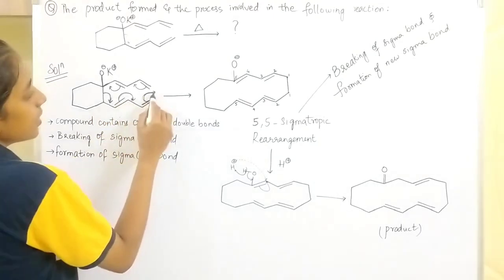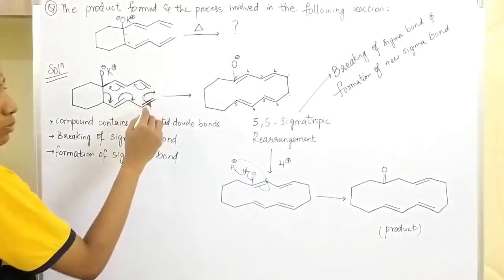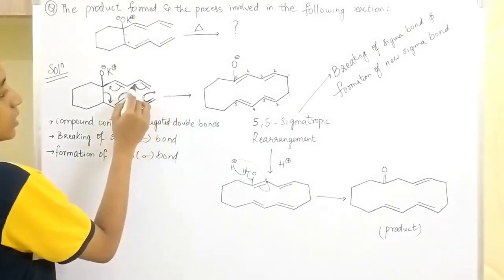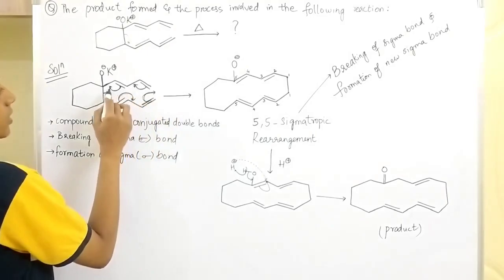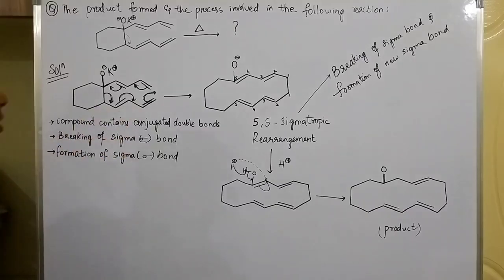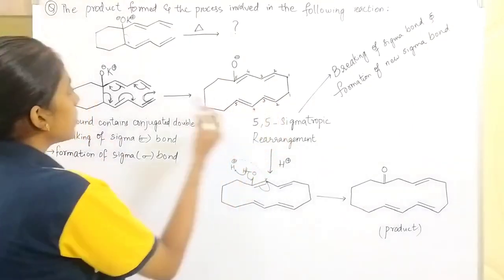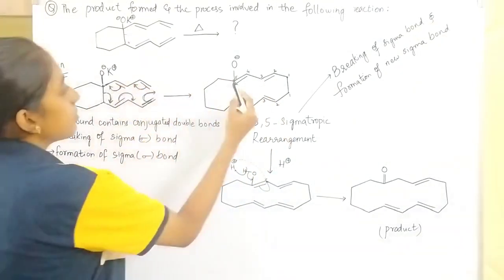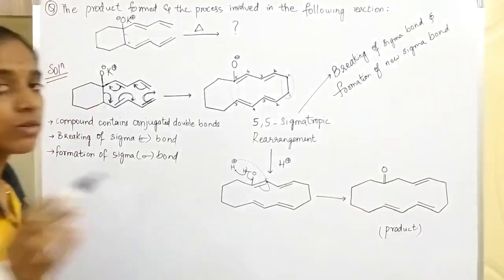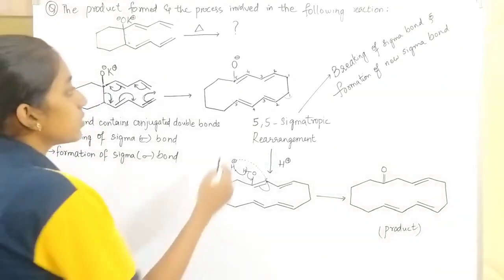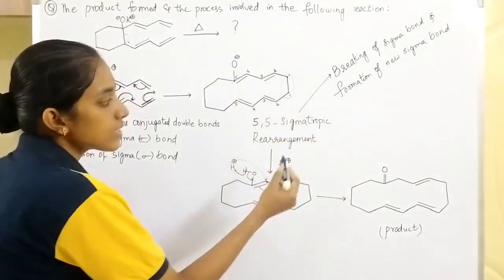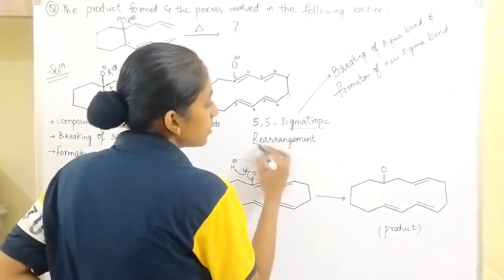This double bond is shifted here, and a new sigma bond is formed between these two carbons. Now this double bond is shifted here. This double bond is shifted here. So after the shifting of these double bonds, we will be getting a structure like this. This sigma bond is breaking and here a new sigma bond is formed. Right. So the breaking of a sigma bond and the formation of a new sigma bond is called sigmatropic rearrangement.